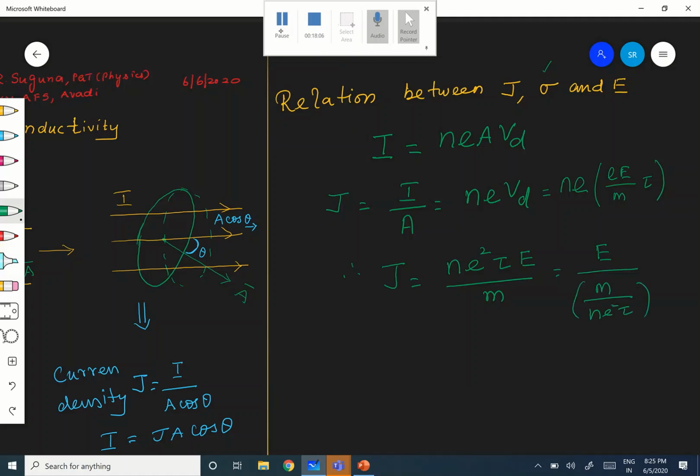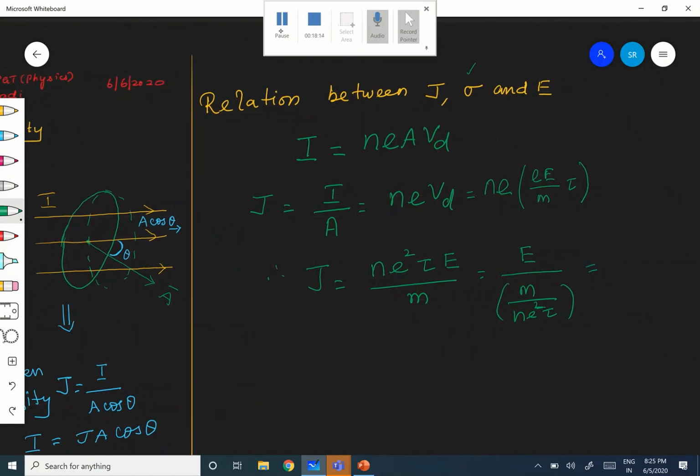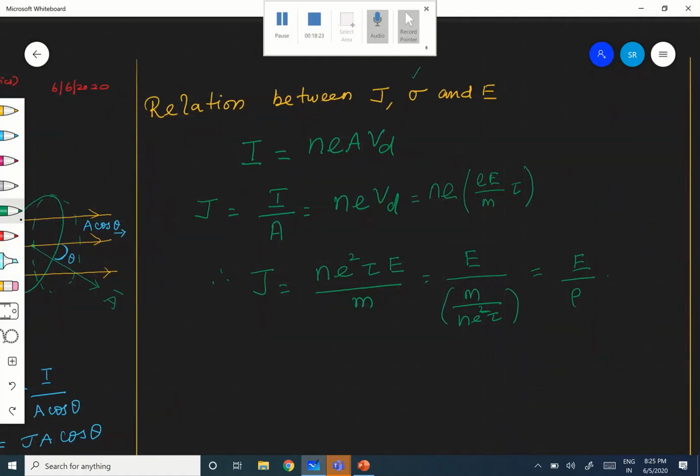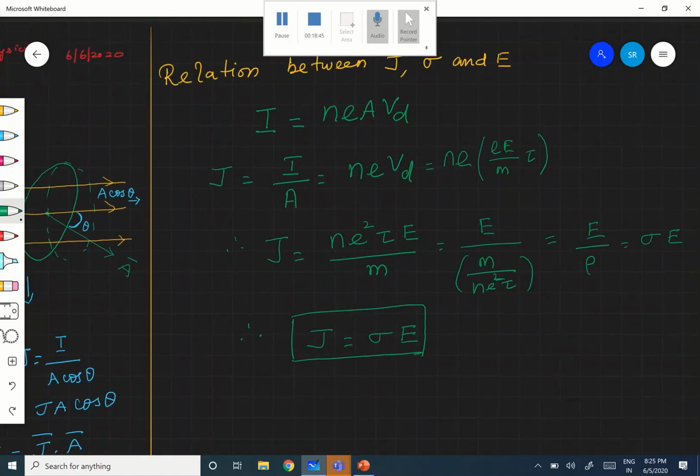M by N E squared tau, what is this? Is this nothing but rho, resistivity? Therefore, that is nothing but E by rho. And 1 by rho is nothing but sigma. Therefore 1 by rho is sigma, which means it can become sigma E. Are you following? So you got the relation. What is that? J is equal to sigma E. Following? Okay, right. Next one.